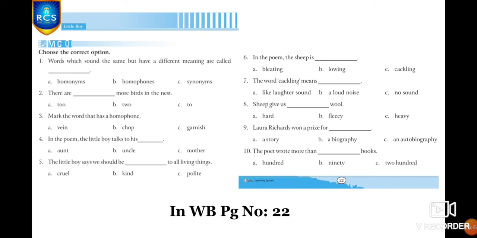And in workbook page number 22, complete the MCQ. Yes? Choose the correct option. Complete this, children.